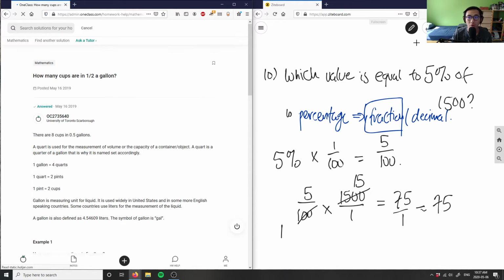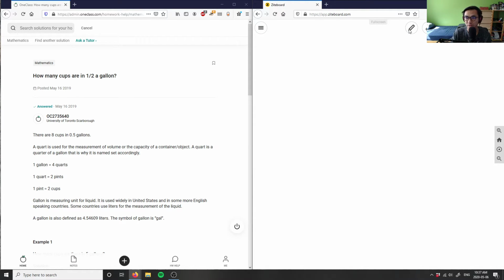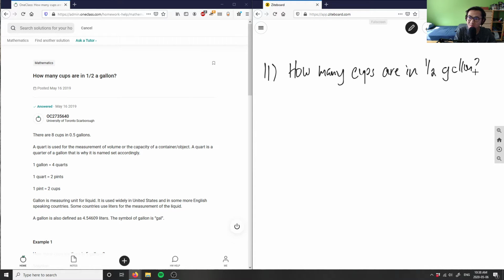And then finally, for question 11, we have another conversion question or measurement question here. And I believe we have enough time to pick off where we left off with the calculus question. So that's awesome. So how many cups are in a half gallon? So again, we have these conversions here, right?